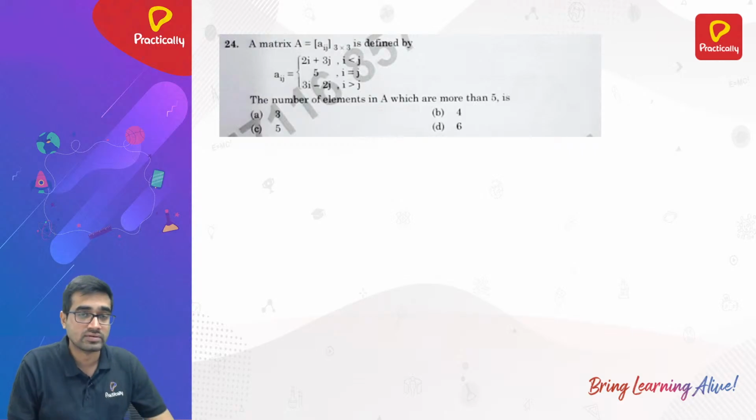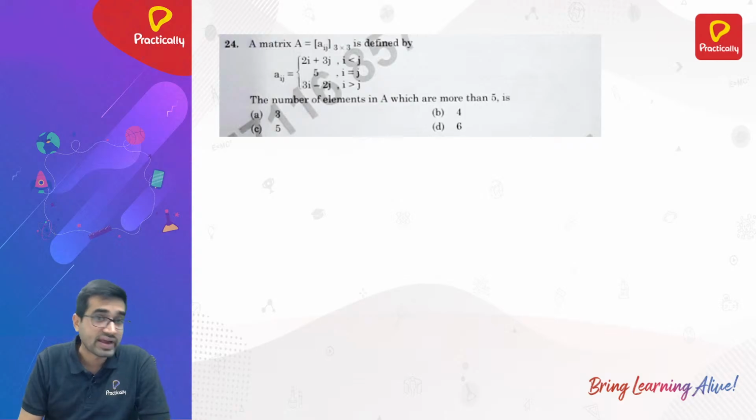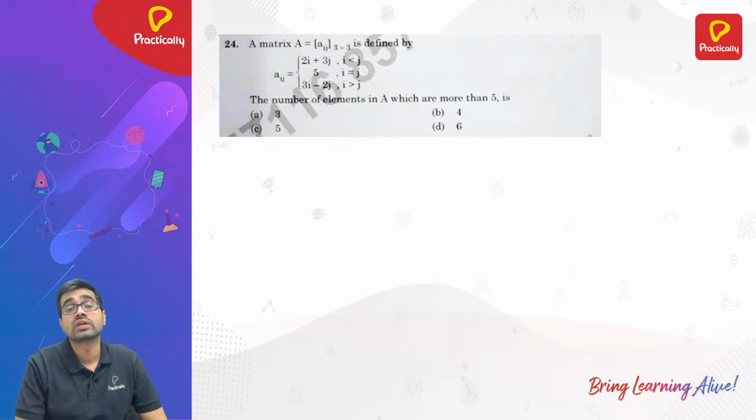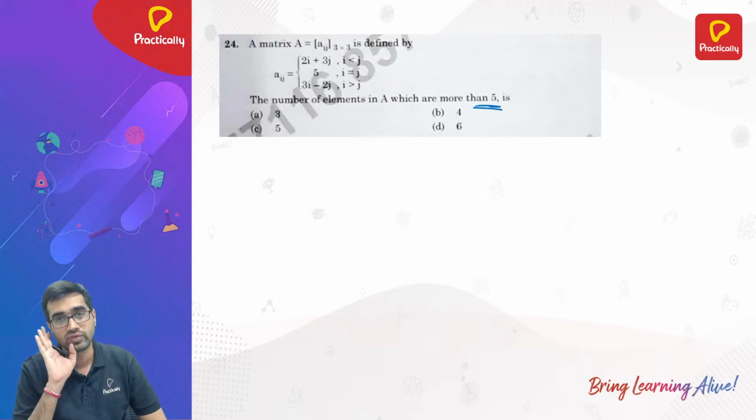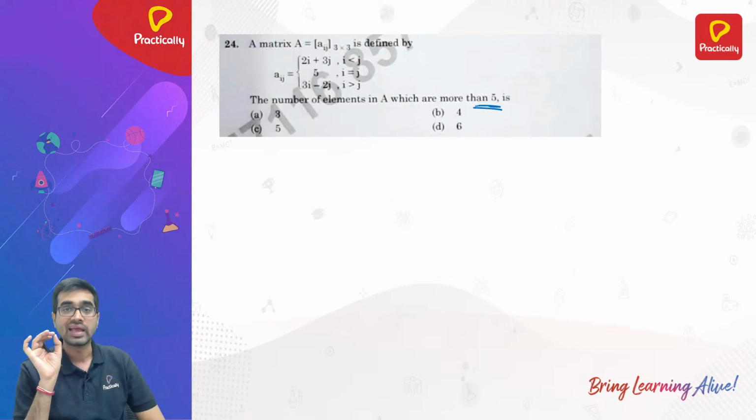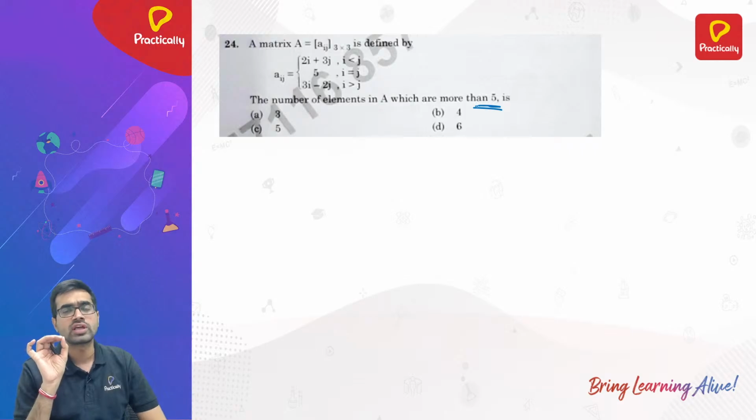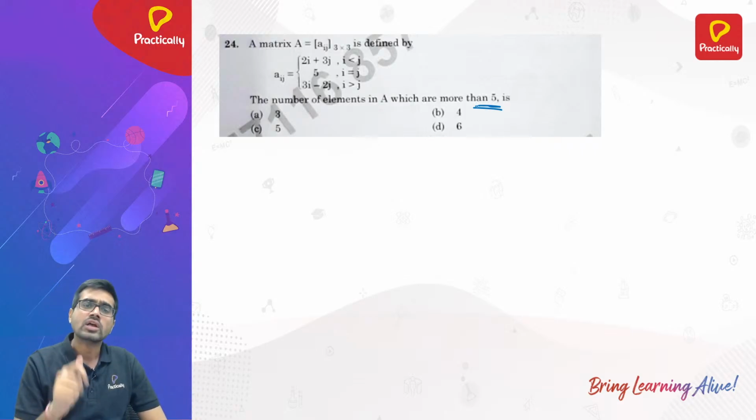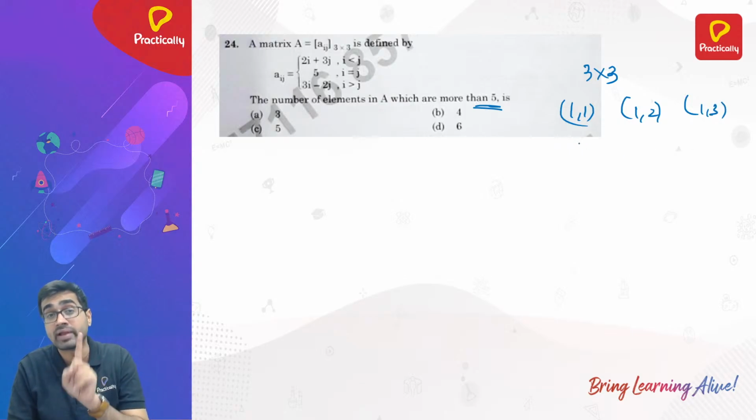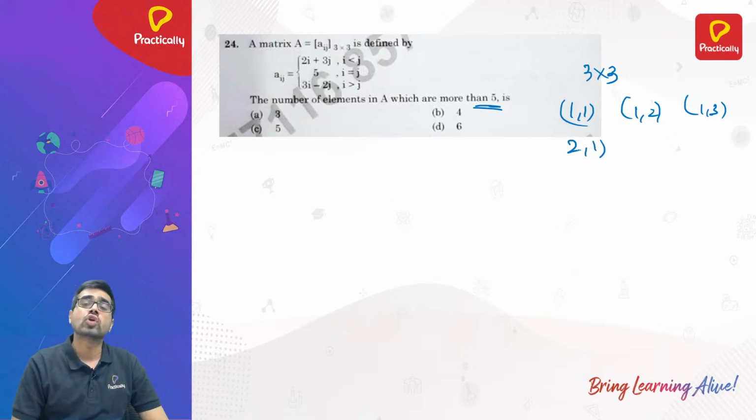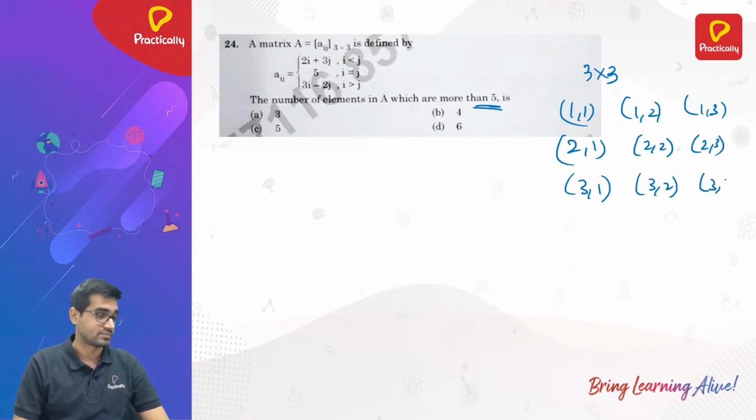Let's solve the next one. 24. A matrix A is given, defined by this value. The number of elements in A which are more than 5. They are just making you confused, thinking that you do not know what ij means. I and j are nothing but the position of the element in the matrix. I and j denote the row number and the column number respectively. So you know that in a 3 cross 3 matrix, the row and the column number can be 1,1, 1,2, 1,3. I am writing the position and not the element. Please remember this. I am writing the position of that element in the coordinate system. So 2,1, 2,2, 2,3, 3,1, 3,2, 3,3.